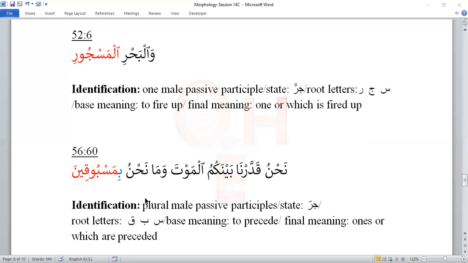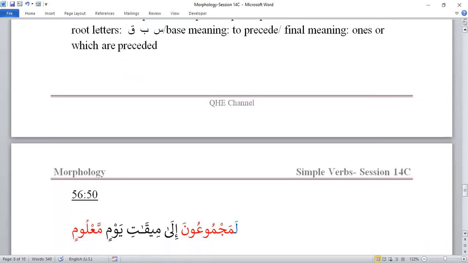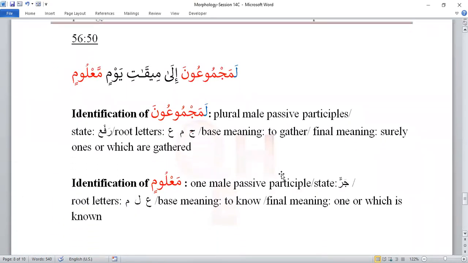So let's go over the details. This is qina, so this is plural, male plural, right? So this is plural male passive participle, state obviously jar, because we see this particle ba kasra bi. And root letters sin, ba, qaf. Base meaning to precede, final meaning one or which is preceded. Let's go over a couple more examples.